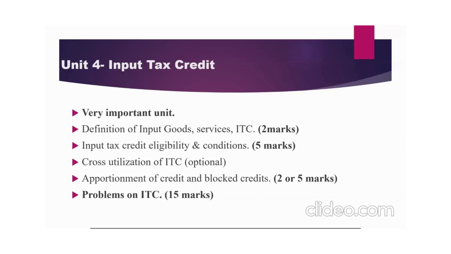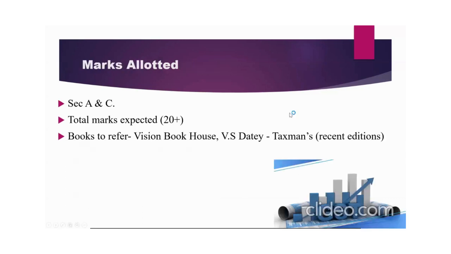You can see the section allotment like A and C. Most probably they'll ask from section A and section C. Most concentration should be given to section A and section C, because in section B very few questions can be framed from ITC. So my expectation this time will definitely be section A and section C, where they will ask the practical problems. So the total marks you can expect is 20 plus. If it comes for section B, it is 20 plus, or else it is one 15 marks question and two 2 marks questions maximum. If it comes, it will be 18 or 16 marks according to me.